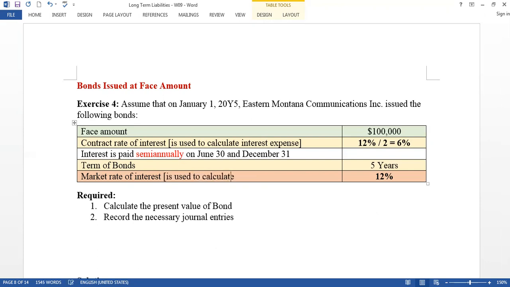Then the market interest rate is used to calculate present value. So when we are going to use the table, we are going to see the market rate. 5 years times 2 equals 10, so from the table we are going to look for year 10. Then the market interest rate: again, interest rate divided by 2 equals 6%, because it is semi-annually. And times the term of the bond times 2. So the term of the bond is the N.